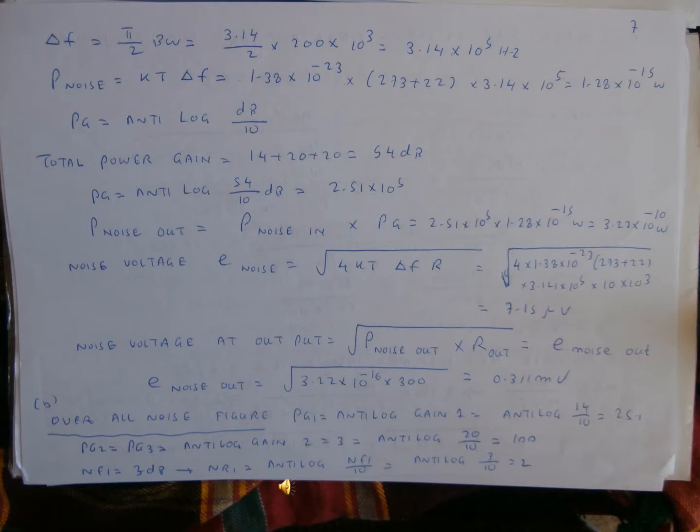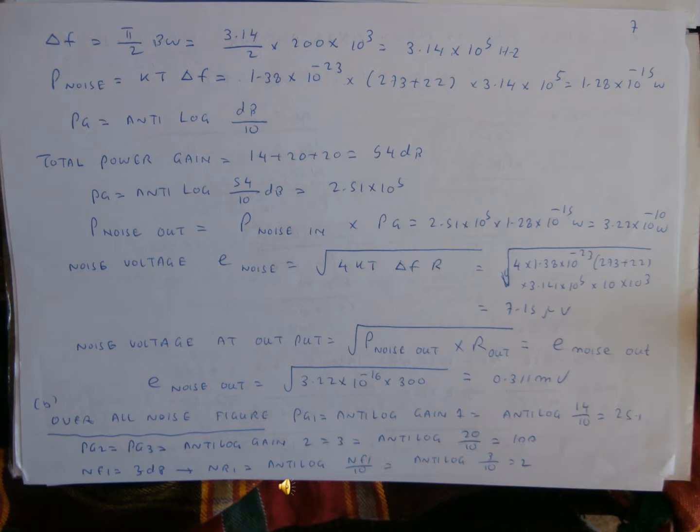The overall noise figure is also calculated. We have PG1 equal to the antilog of A1. So the antilog of 14 by 10, you get 25.1. So PG2 equals PG3, also the antilog of A2 and A3. So this will be the antilog of 20 by 10, you get 100.